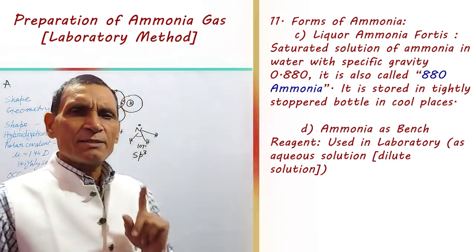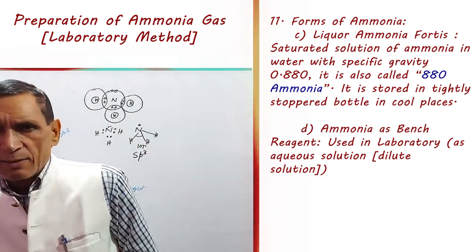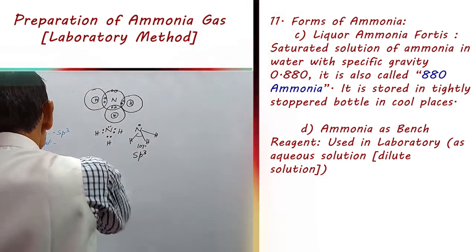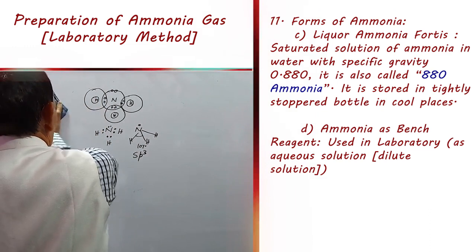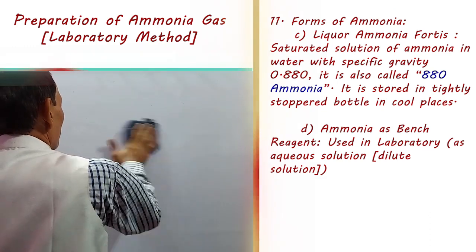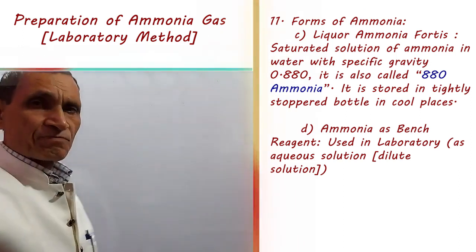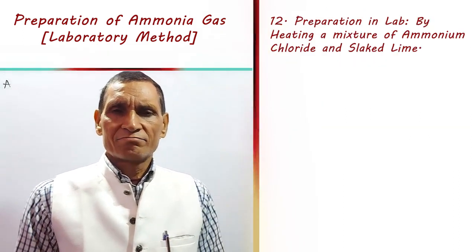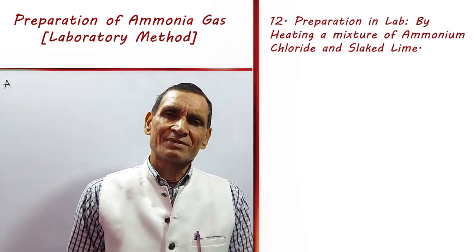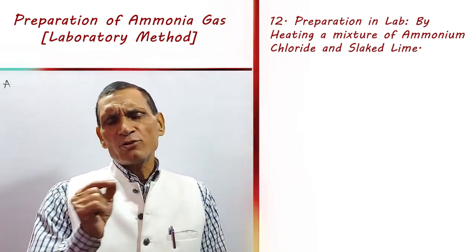Next point, let us see the preparation. Ammonia is prepared in the laboratory by heating a mixture of ammonium chloride and slaked lime. Then point-wise, let us see.